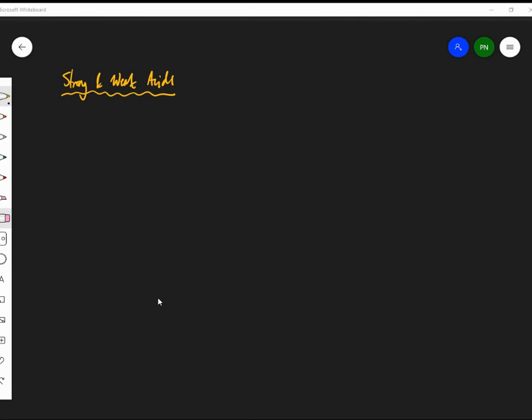Okay, so strong and weak acids. Now, I'm sure you've heard of these. Let's have a look at a strong acid. HCl is a strong acid, and it dissociates to H plus aqueous and Cl minus aqueous.